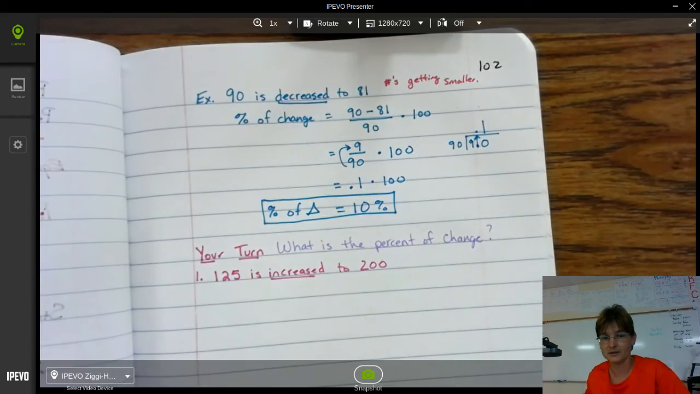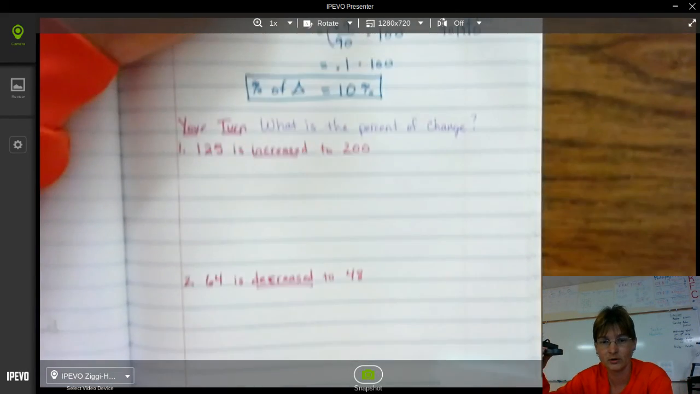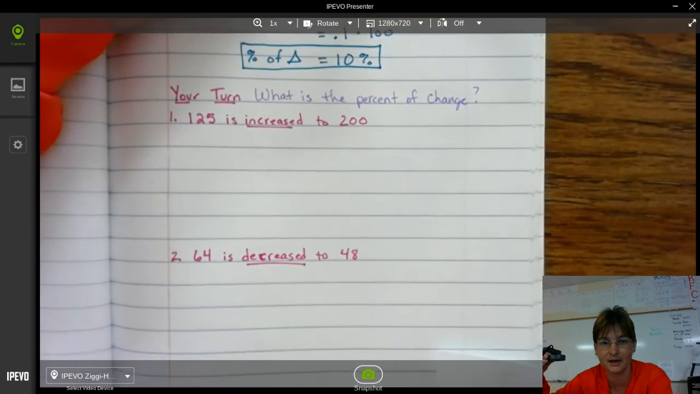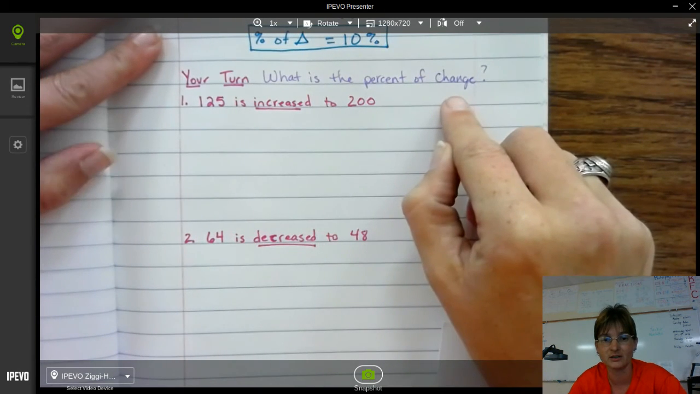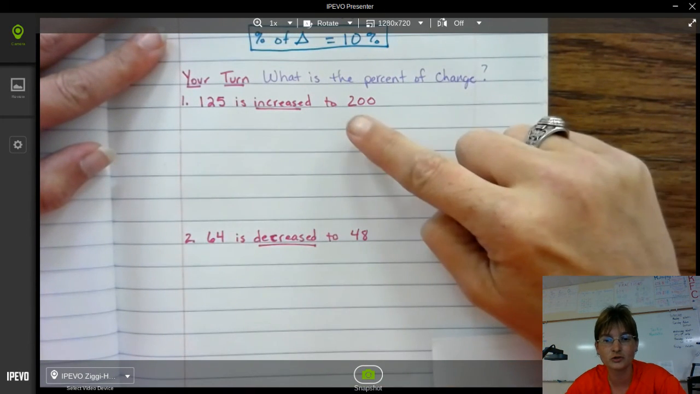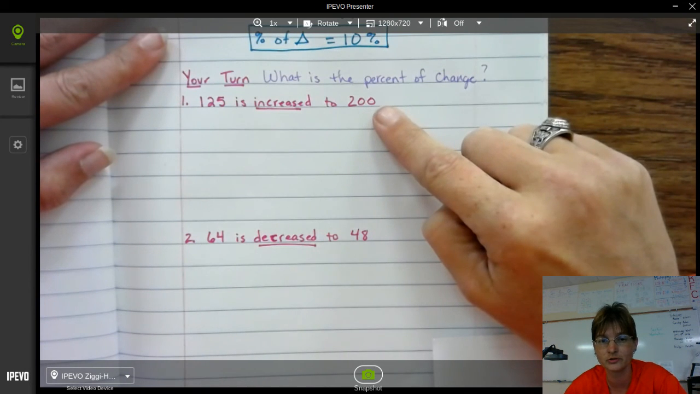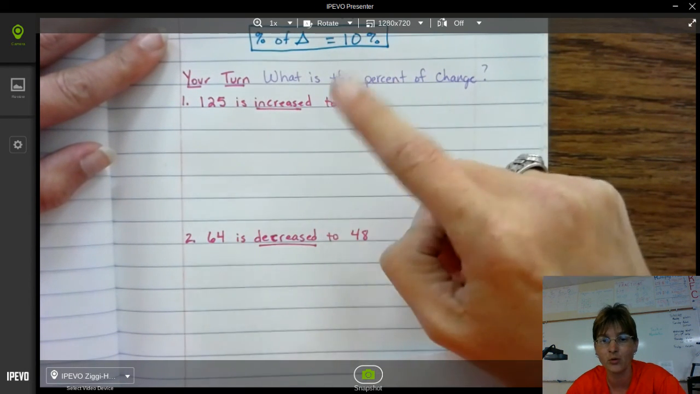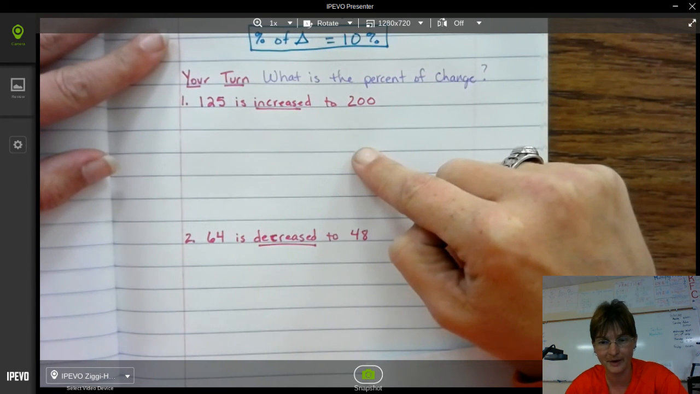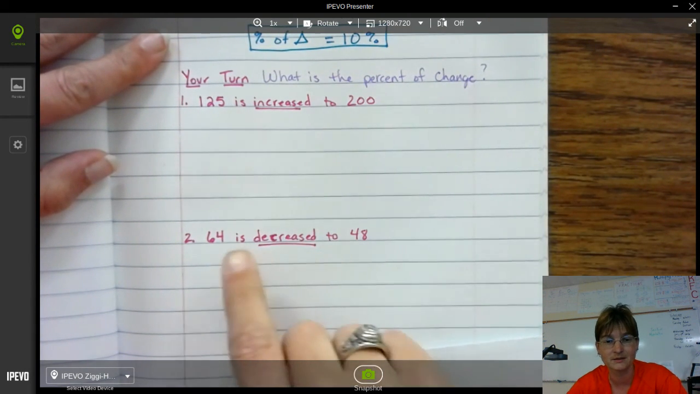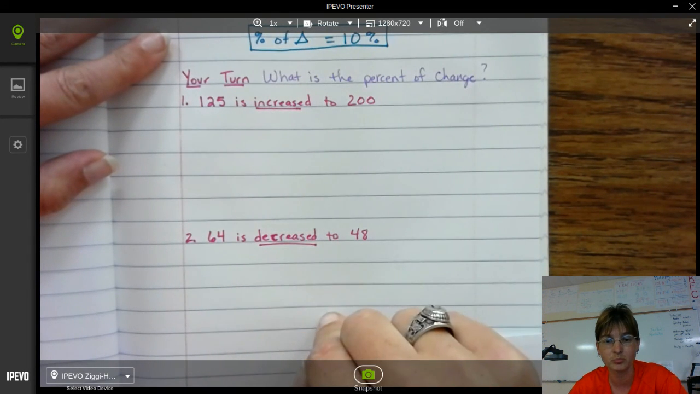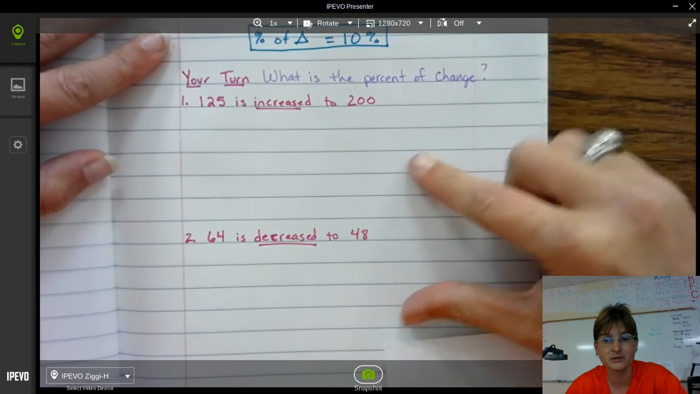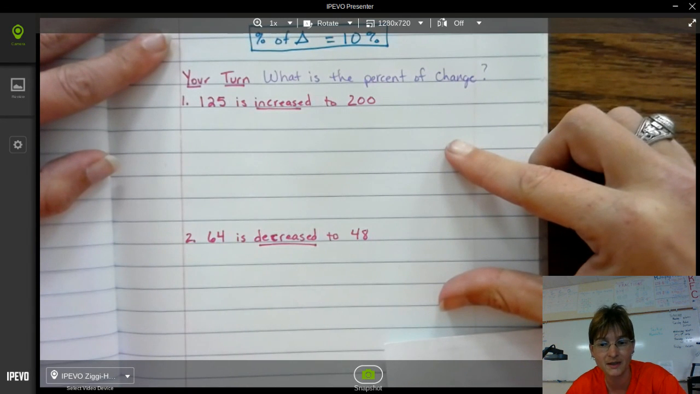Okay, so at this point, it's your turn. We will discuss these two problems first in class tomorrow. You're needing to find the percent of change. Your first problem is 125 increased to 200. Please make sure you write your formula out, plug in your numbers where they belong, and do the math. The second problem is a decrease. 64 is decreased to 48. Again, write your formula, plug in the numbers where they belong, and solve the math. Be ready to discuss these two problems tomorrow when you come into class after your warm-up.